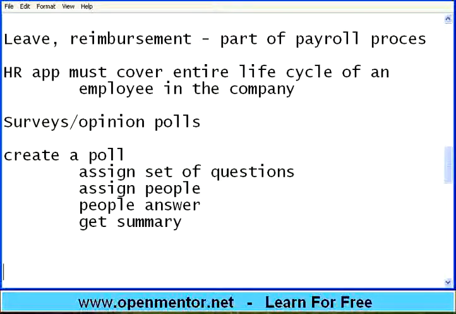There may be more, but definitely every HR application will satisfy whatever points or concepts that we have discussed here.